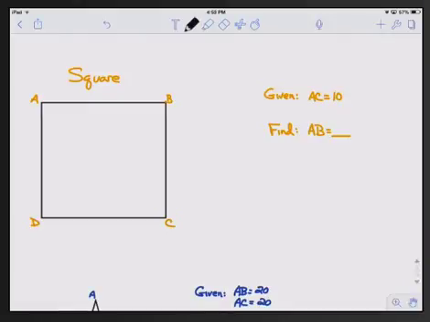Okay, a couple more problems dealing with the Pythagorean theorem, technically dealing with the Pythagorean theorem. If you have a square, the distance from A to C is equal to 10. If that's equal to 10, we want to find the distance from A to B, but because it's a square, all the sides are the same. So technically you could use the Pythagorean theorem.